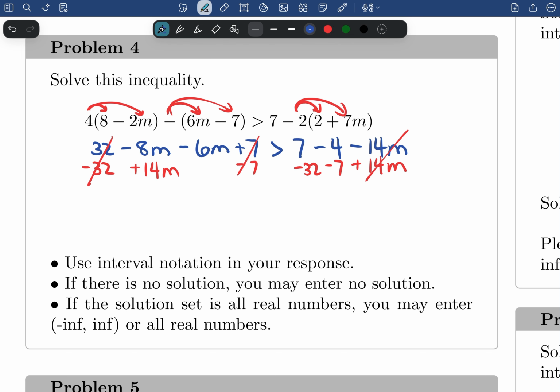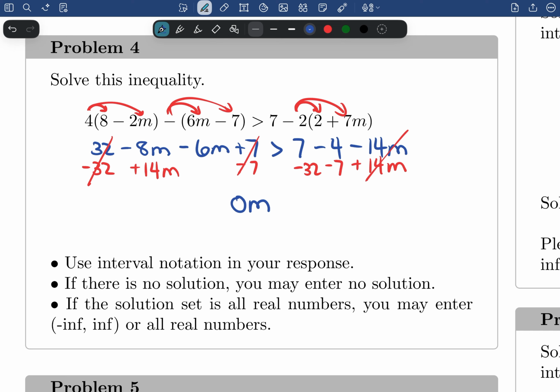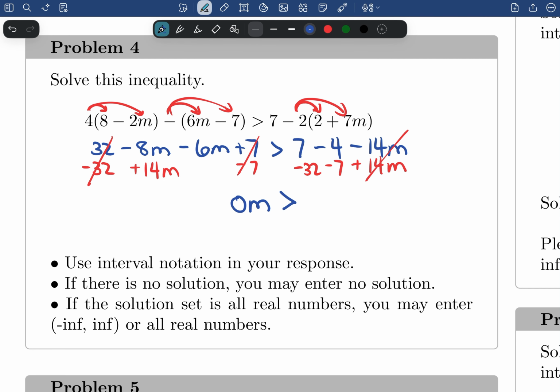Okay, so let's combine like terms like negative 8m minus 6m. Well, that's negative 14m. And negative 14m plus 14m is 0m. I got 0m as my answer on the left-hand side of the inequality. And then the constants are 7 minus 7. Those cancel too. And negative 4 minus 32 is negative 36. Great. And 0 times m is just 0, so we can write this as 0 is greater than negative 36.